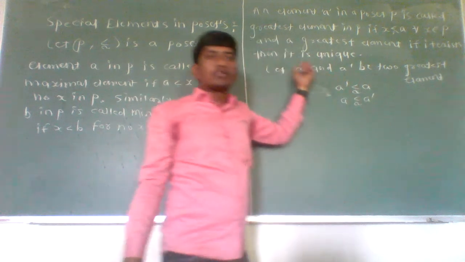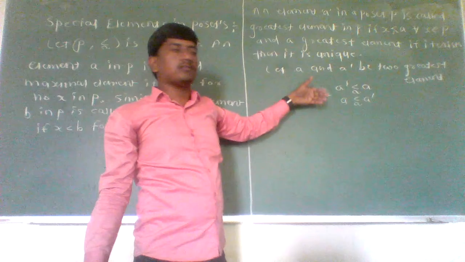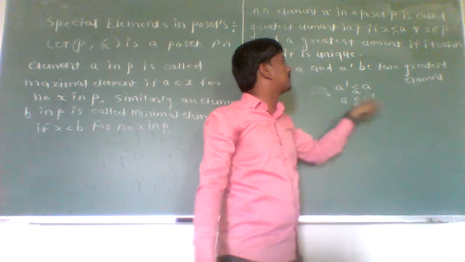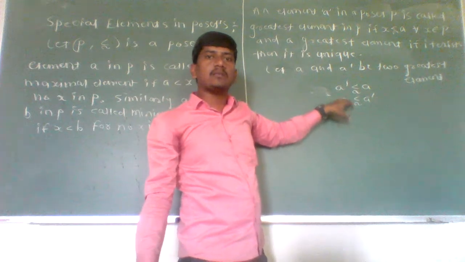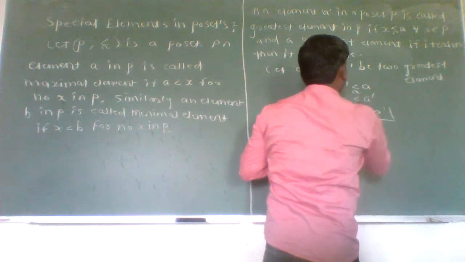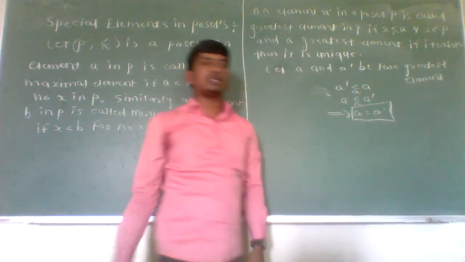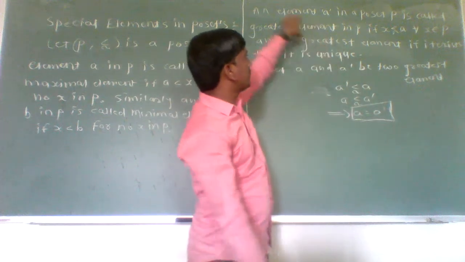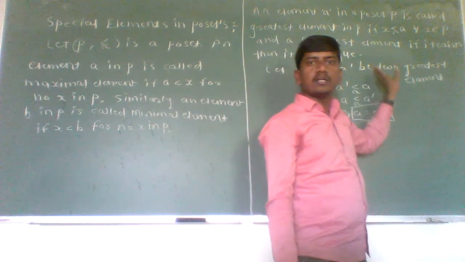But we know that a poset is reflexive, transitive and antisymmetric. Then a dash precedes a and a precedes a dash, so a and a dash are the same, which implies a equals a dash. Here we assumed that the poset P has two greatest elements, but a is nothing but a dash. So we conclude that the greatest element, if it exists, is unique.